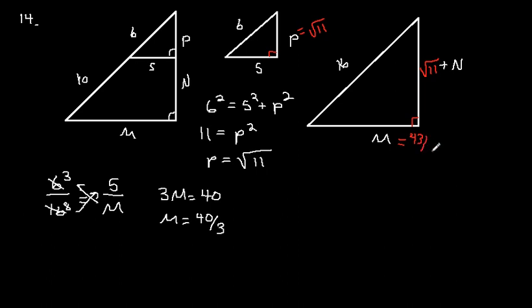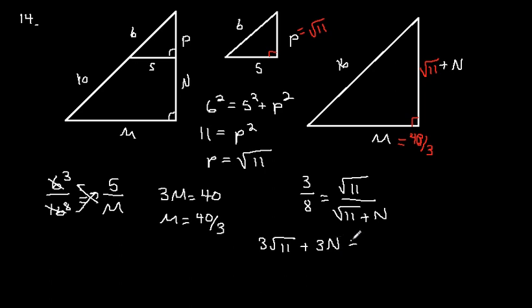So all we need to do is get little n. 40 thirds. Okay, we can do it. So we're going to set up another ratio. I'm going to use the 6 over 16, and I'm just going to use it reduced. So it's 3 over 8. That's 6 over 16, it's 3 over 8 equals this side to this side. So square root of 11 over the square root of 11 plus n. Cross multiply: 3 square root of 11 plus 3n equals 8 square root of 11.